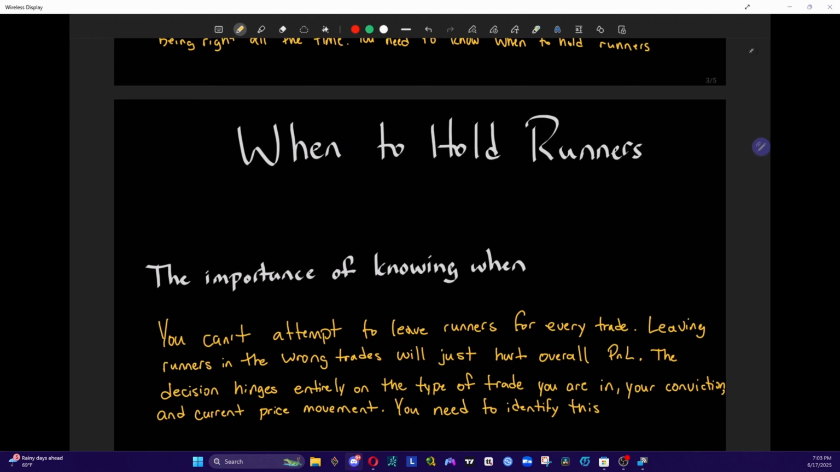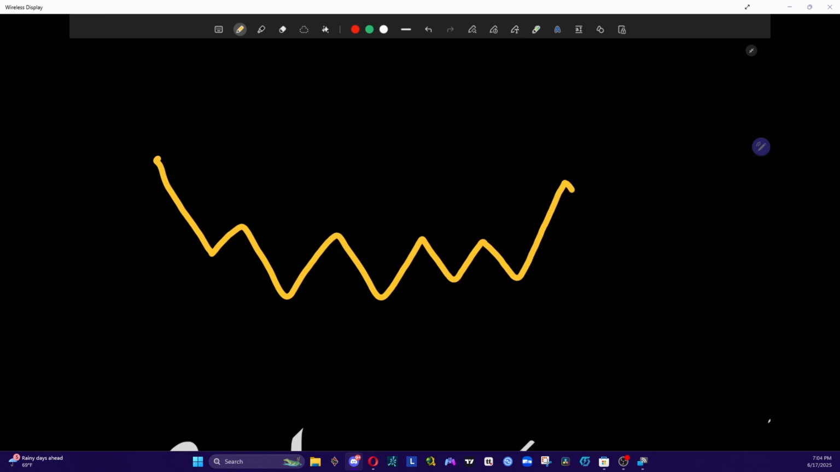Versus a day trade, let's say, one of my favorite setups in day trades is a base. It's where the stock price comes down, consolidates, doesn't really make lower lows, tries to make a higher high, doesn't, but it's still remaining bullish. Day trades are better to hold runners compared to scalps.